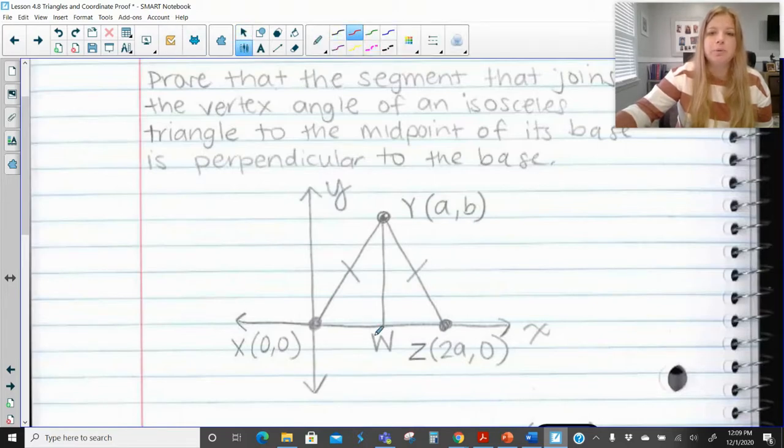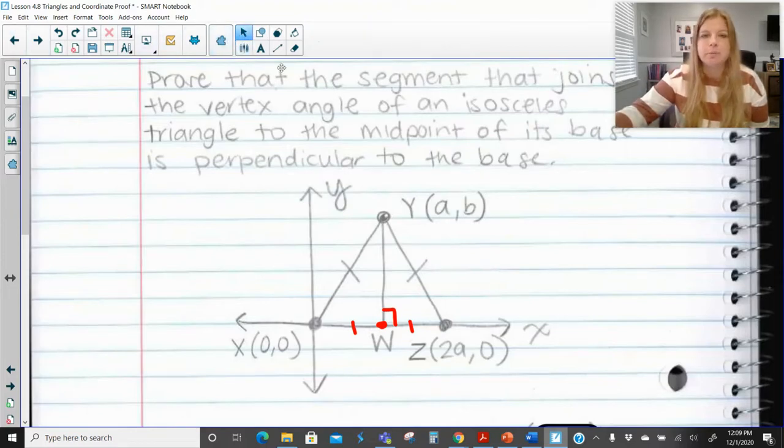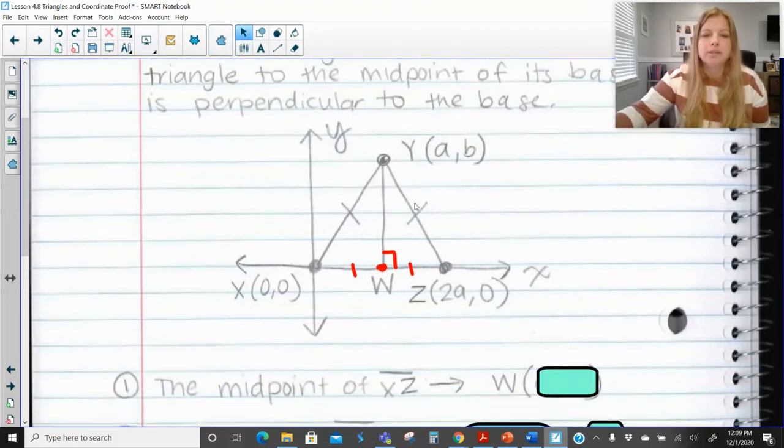Basically, we want to prove that if we connect point Y to W, and we connect its midpoint to the vertex, it is perpendicular. Now you might say to yourself, how do I prove it's perpendicular? I could see it's perpendicular. I just know it's perpendicular. But think about it. If we're on the coordinate plane, we know how to prove things are perpendicular by their slopes. So if I give you these three coordinates, 0, 0, A, B for Y, and then 2A, 0, and we can see if this is A units out, then this length is 2A.